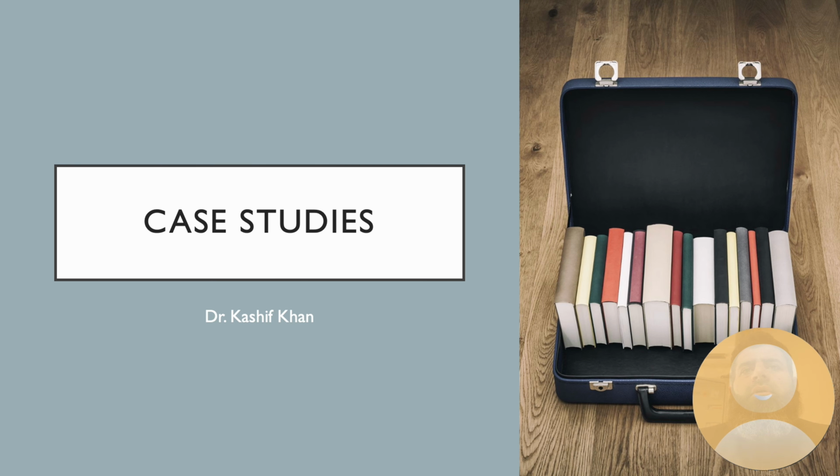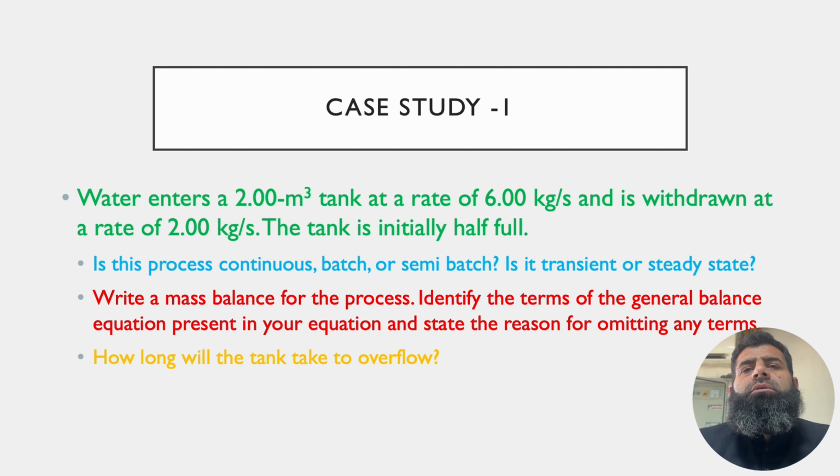Let's start our discussion about the case studies that we have shared online. First of all, we will talk about the first case study, in which water enters a 2 cubic meter tank at a rate of 6 kilogram per second, and it is withdrawn at the rate of 2 kilogram per second. The tank is initially half full. So let's talk about the solution.